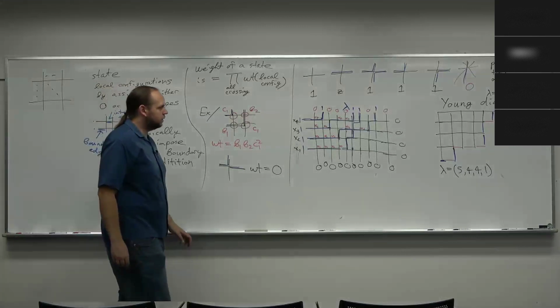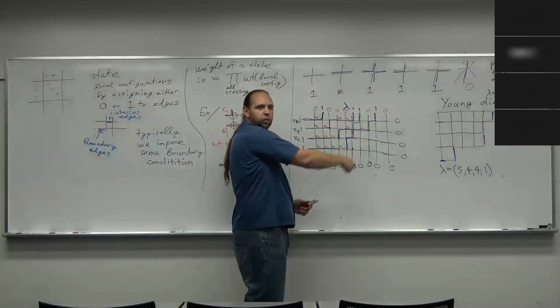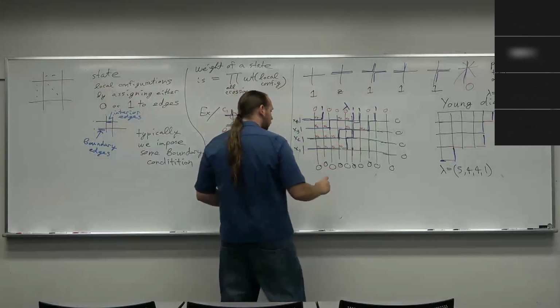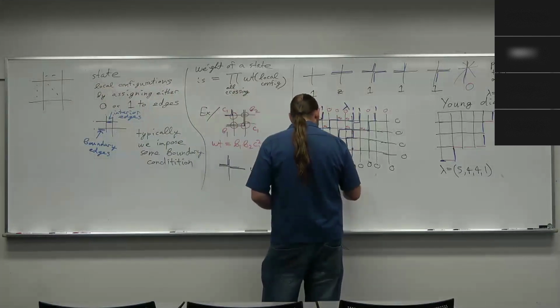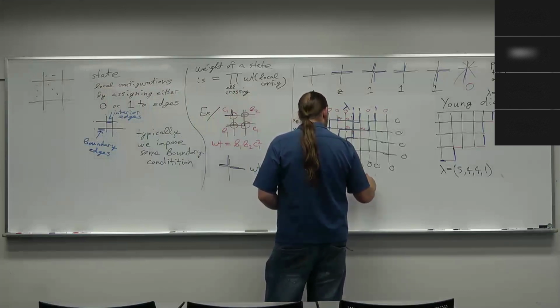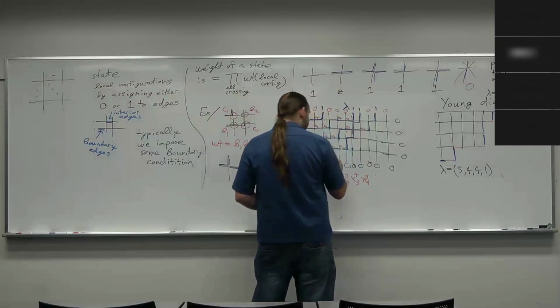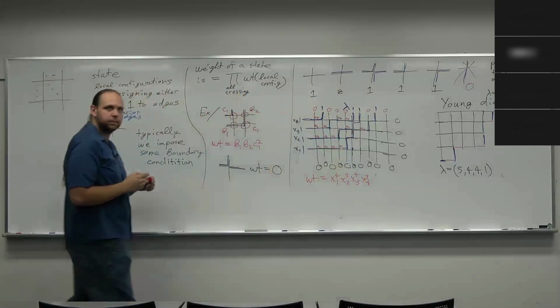So the weights here, all other configurations have weight 1, so my weight is x1 to the 4, x2 cubed, x3 to the 4, x4 cubed. This is the weight of this state.